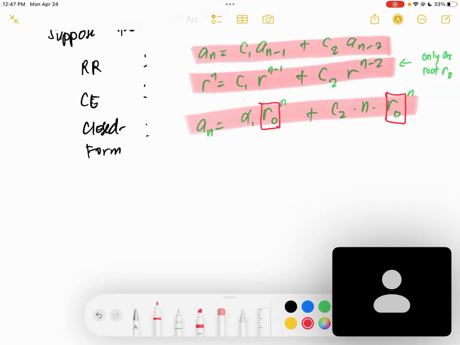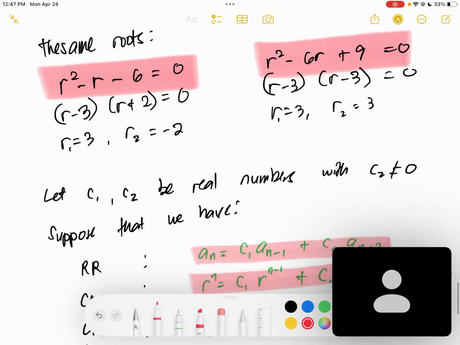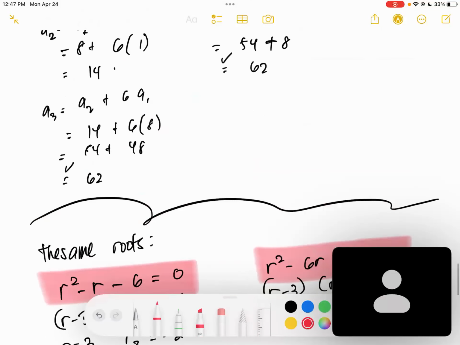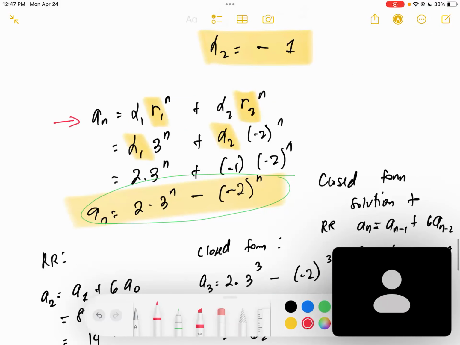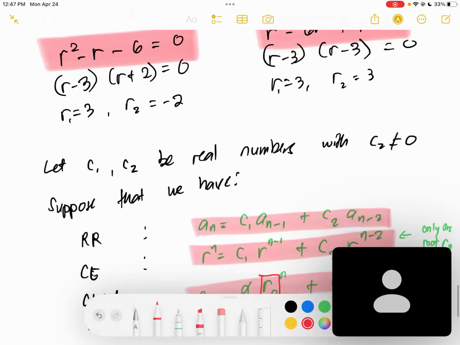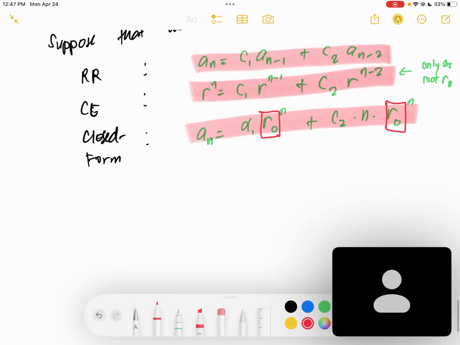If we have different roots, then the closed form solution we use is this: a sub n equals alpha 1 times r1 raised to n plus alpha 2 times r2 raised to n. But if the roots are the same, then the closed form solution we use is a sub n equals alpha 1 times r sub 0 raised to n plus alpha 2 times n times r sub 0 raised to n. Okay, so let's have an example.